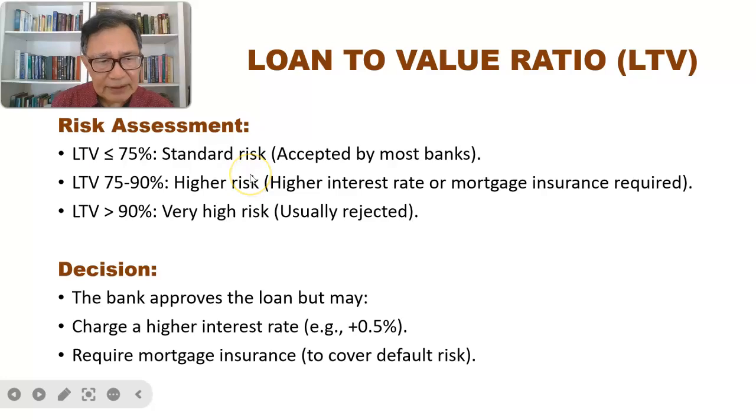And we can see that in the assessment of the loan or financing, any LTV lower than 75% is considered standard risk that is acceptable by most banks. LTV of 75 to 90% is higher risk, and any LTV greater than 90% is very high risk. Usually the bank will reject that kind of customer. So the decision by the bank is that if the LTV is higher than 75, maybe the bank will approve the loan but may charge a higher interest rate or higher profit rate.